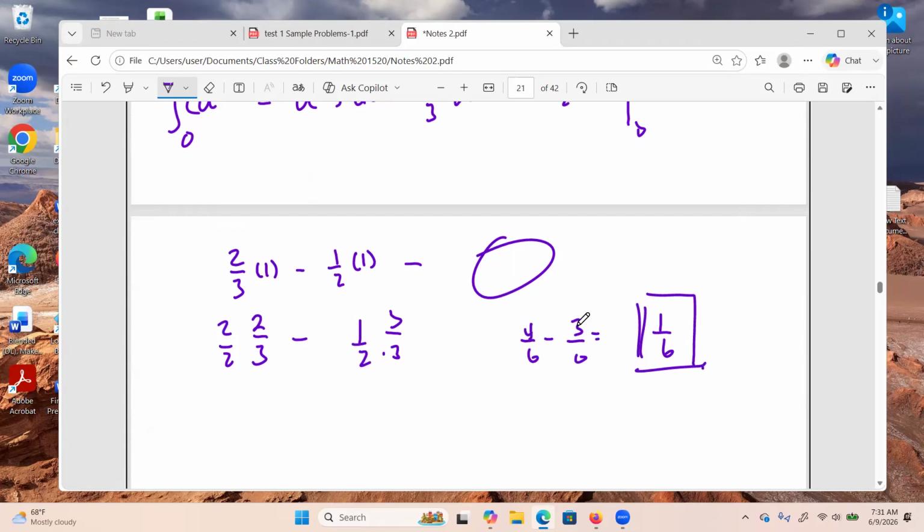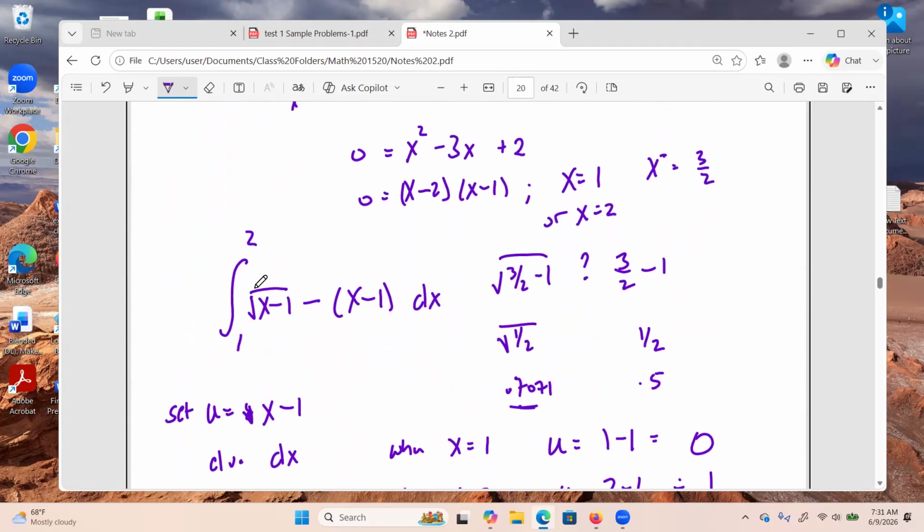They don't all have to be the hardest problem. This one's kind of nice. The hardest thing we had to do is note that u could be x minus 1 to make the integration a little bit easier.